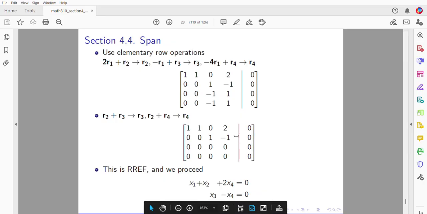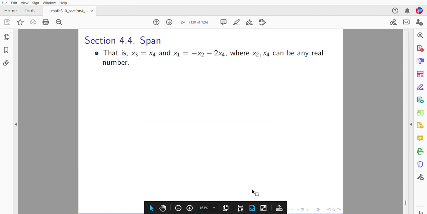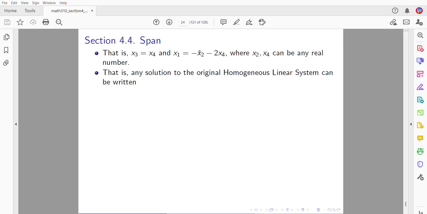I'm getting back my variables in here. And notice 0 equals 0, 0 equals 0. This means I have infinitely many solutions. I got x1 plus x2 plus 2x4 equals 0. And here I have x3 minus x4 equals 0. So x3 is x4 and x1 is this expression. So you see, x4 can be any real number. So can x2.